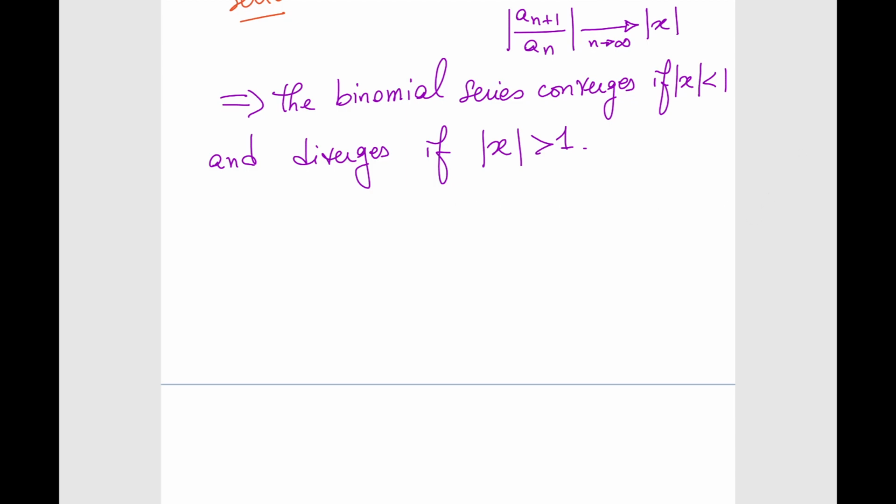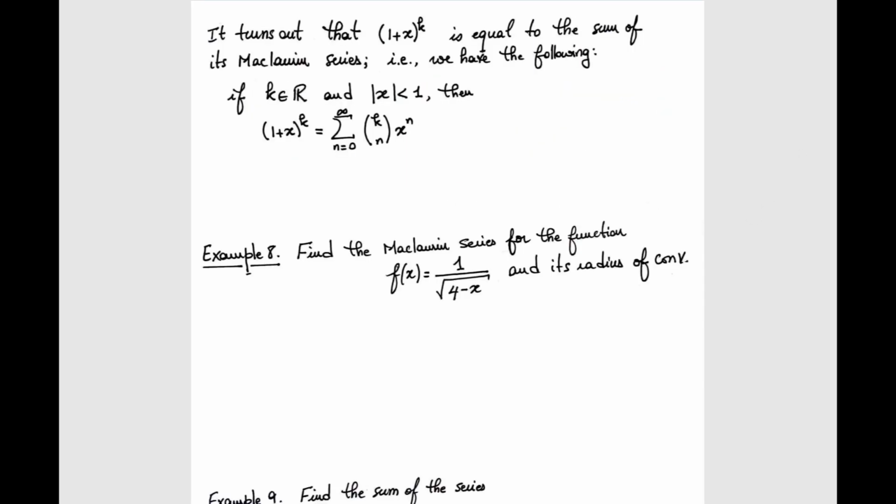Let's go to the next page. So as it turns out, this function 1 plus x to the power k is actually equal to the sum of its Maclaurin series for any k, as long as x in absolute value is less than 1. Okay, so what I'm saying is that the function is equal to the sum of its Maclaurin series.